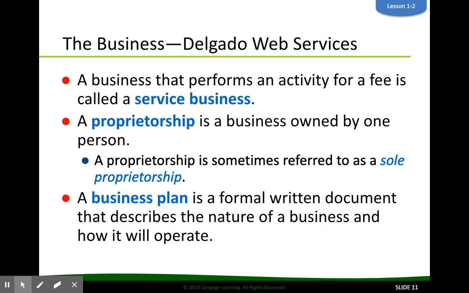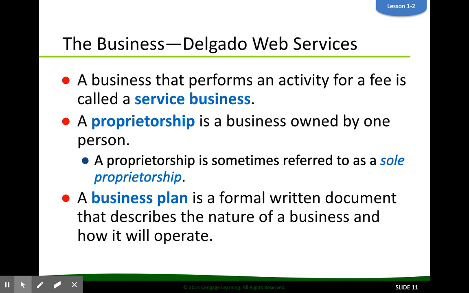A proprietorship is a business owned by one person. We've talked about this semester because we will be talking about a proprietorship this semester. Second semester, we'll be talking about a corporation. Well, a proprietorship is a business owned by one person, and this is sometimes referred to as a sole proprietorship. So all these things are really important to define when you start your business.